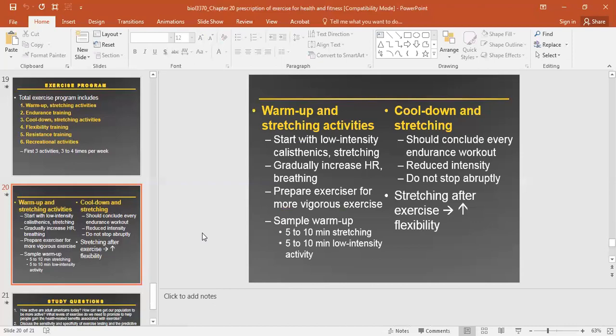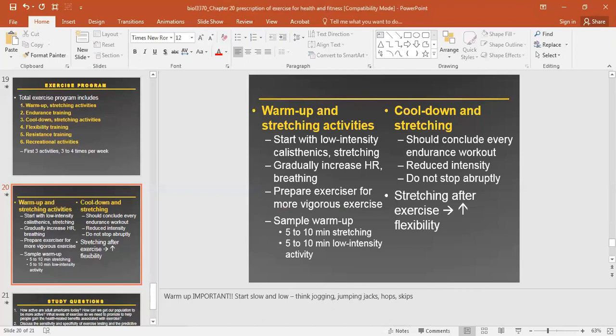You have to start with low intensity. So warming up is important. Start slow and low. So think jogging, jumping jacks, hops, skips, really low intensity stuff. And what that does is just increases heart rate and breathing rate to prepare you for more intense exercise. A sample warm-up would be like 10 minutes of stretching and 5 minutes of low intensity activity. So think jogging, jumping jacks, hops, skips, things like that. Whatever you're into. It doesn't have to be anything specific.